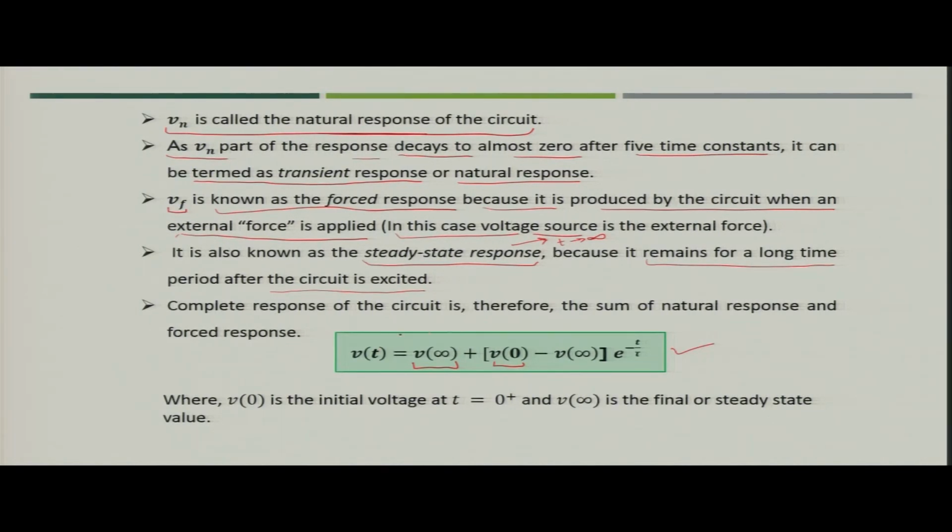So, this is nothing but a combination of the forced response and the natural response of the circuit. Here V0 is the initial voltage at time t equal to 0 plus, because in the case of a capacitor, the voltage across the capacitor cannot change instantaneously. It means that V0 at time t equal to 0 minus and time t equal to 0 plus will always remain the same, and V infinity is the steady state or final value of the voltage across the capacitor.